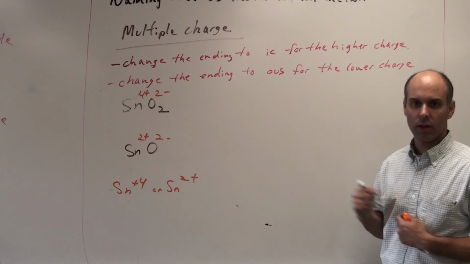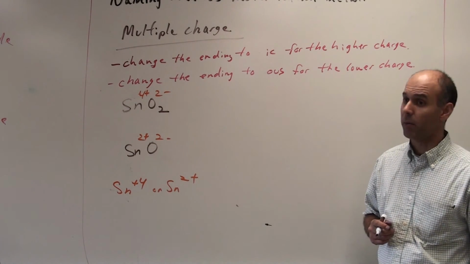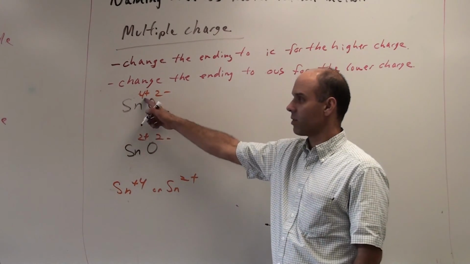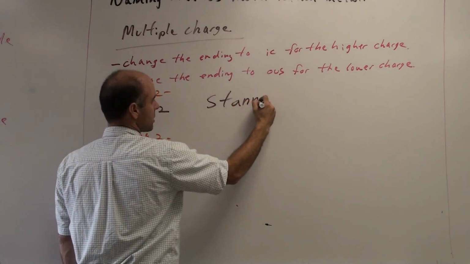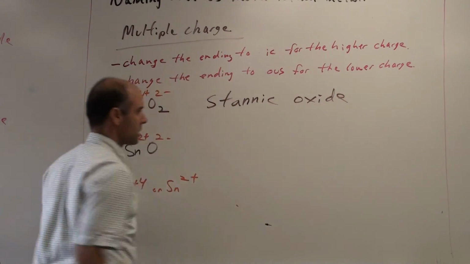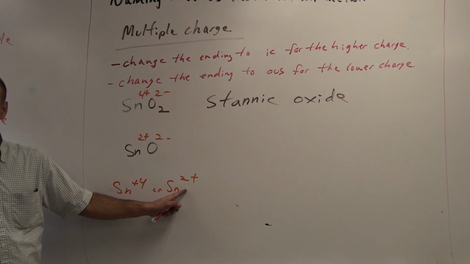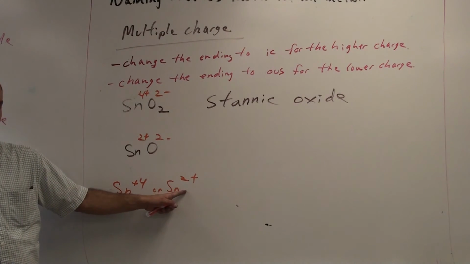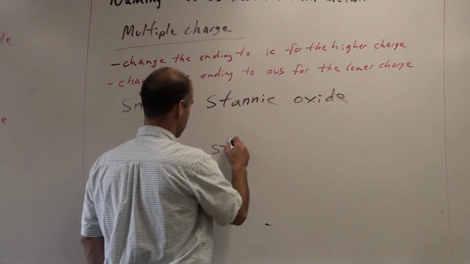So what's the Latin word for tin? Yeah, stannum. So if it's the higher charge, it becomes ic. So stannum becomes stannic. So that'd be stannic oxide. If it's the lower option, then you would change it to us. So it'd be stannus.